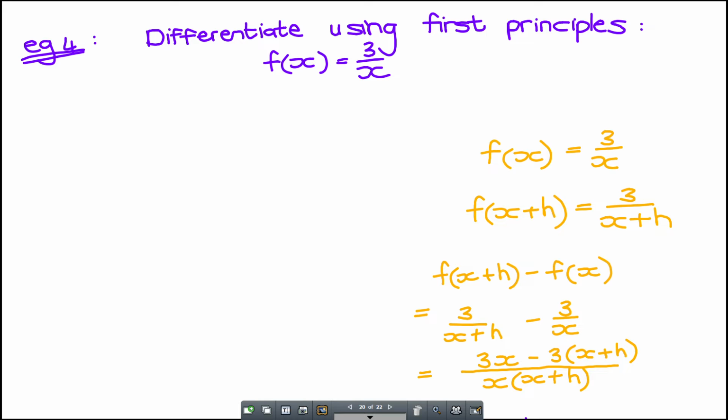Okay, so let's go put that into my equation. So I will have derivative equal to limit h strives towards 0 en dan gaan ek hê 3.